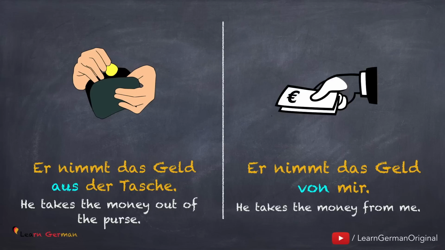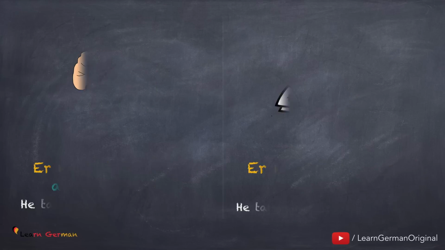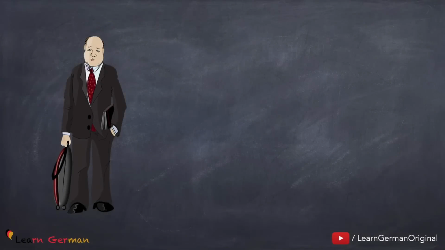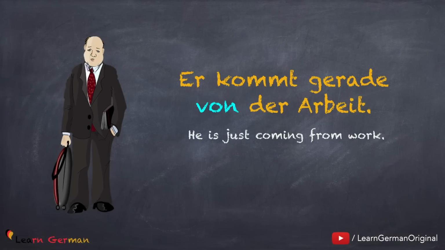Well, this was the basic case where there is a confusion between using aus and von. These two prepositions have other uses as well. Let's go through them. The first one is von. And here's the first example. Kommt gerade von der Arbeit.